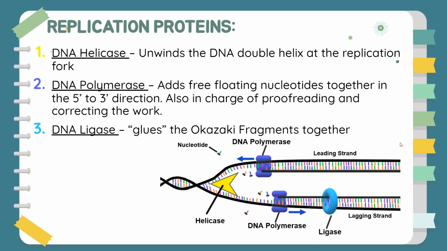All right, essentially, that is the short version of how replication works. Make sure you know what each of these enzymes does and in which order they occur. So, first, DNA helicase unwinds the DNA and creates a replication fork. Then, DNA polymerase adds free floating nucleotides together. Of course, know that there's a lagging strand and a leading strand. And finally, ligase glues the Okazaki fragments together to create the two new strands.